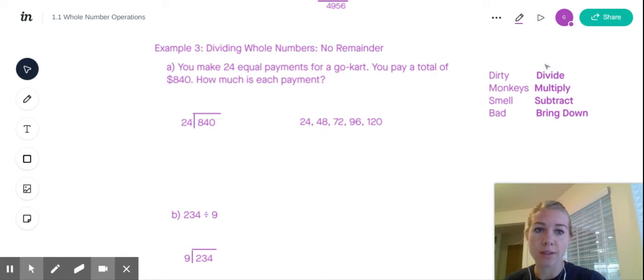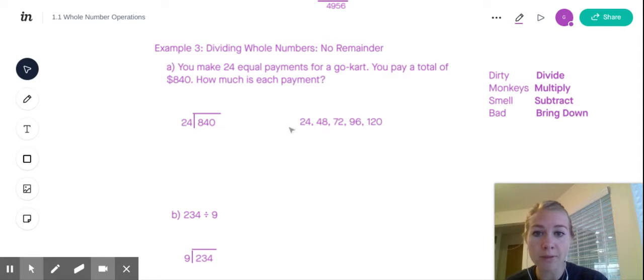Okay, so let's really get started here. So dirty, divide. We are going to see if 24 can go into 8. 8 is our first number. So we're going to act like we're covering up the 4 and the 0 with our finger. Can 24 go into 8? No, it can't, because 24 is bigger than 8. So I'm going to slide my cursor over and just cover up the 0. Can 24 go into 84? Is 24 less than 84? Yes, it is. So now we need to find out how many times 24 can go into 84.